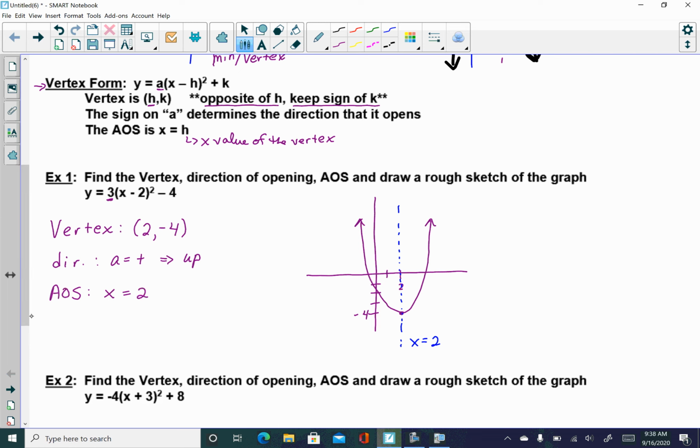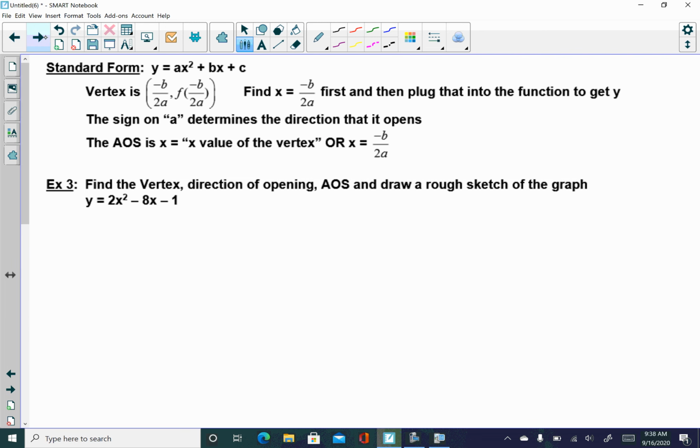I will let you do then example 2, because I think that's hopefully very straightforward. Remember, your vertex is the opposite of whatever's in parentheses, and then keep the sign of your k. Okay, so I encourage you to stop the video, try that one, check yourself by the solution key. I'm going to flip it on over, and let's focus a little bit more on standard form.